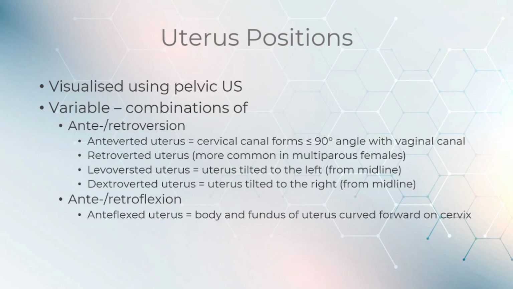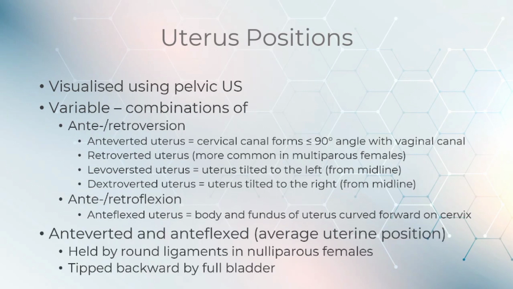Then there is the ante and retroflexion. An anteflexed uterus exists when the body and the fundus of the uterus are curved forward on the cervix. An average uterine position is anteverted and anteflexed. It is held in position by round ligaments in nulliparous females and tipped backwards by a full bladder.